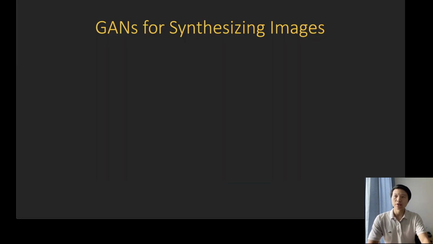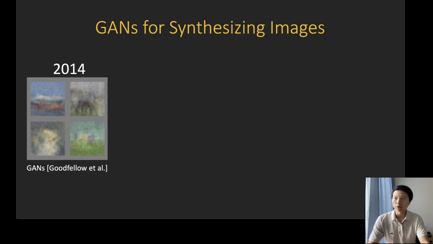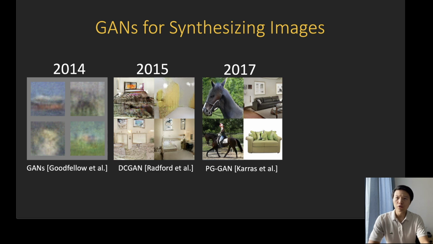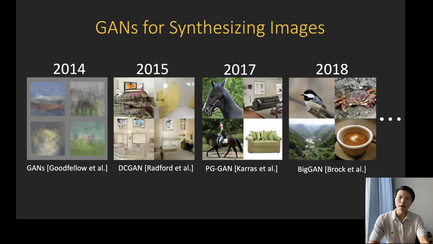Let's first take a look at the progress of GANs in synthesizing images. In 2014, GANs were introduced by Ian Goodfellow. The image quality was not that good. You can see those images are just 32 by 32 blobs. You can barely see anything inside. But over the years, great progress has been made to synthesize high-quality images. You can see from DC-GAN to PG-GAN to BigGAN, we can synthesize such photorealistic images.